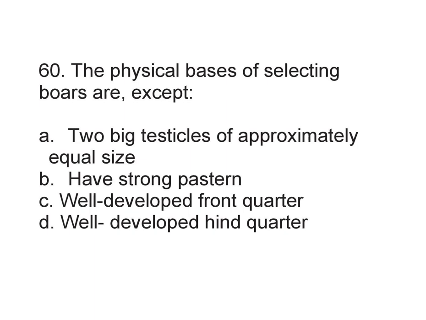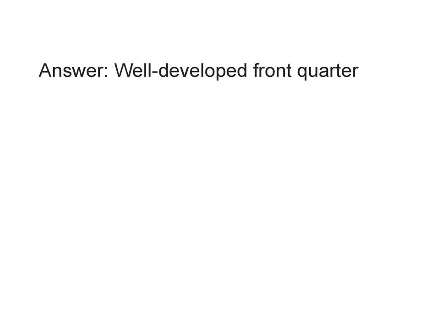The physical basis of selecting boars are, except, A. Two big testicles of approximately equal size, B. Half-strong pastern, C. Well-developed front quarter, D. Well-developed hind quarter. The answer is well-developed front quarter.